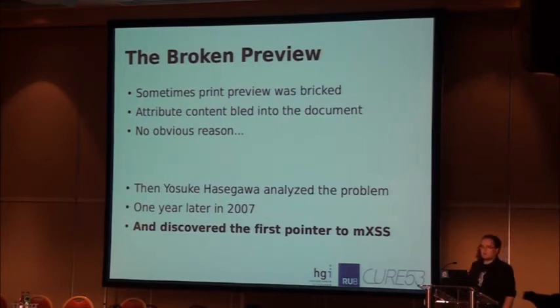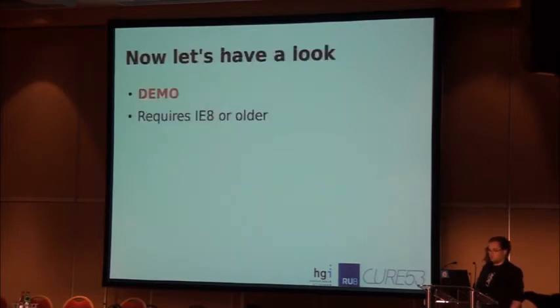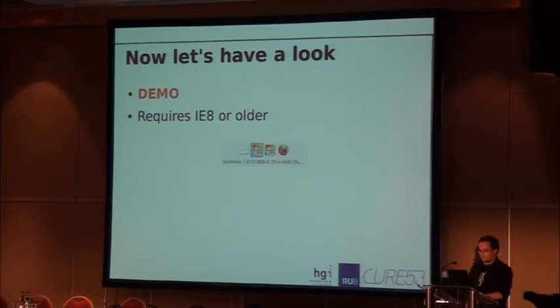One year later, a researcher from Japan, Yoshiko Ashigawa, analyzed the problem and found out that this is a really, really bad problem. And he found the first pointer to what we want to call the fourth horseman, or MXSS, mutation XSS. And I want to show you what he found. I want to make sure that you know that this problem existed until mid this year. So it was fixed mid 2013. So we have been living with this thing for almost 6 years. So let's have a look.